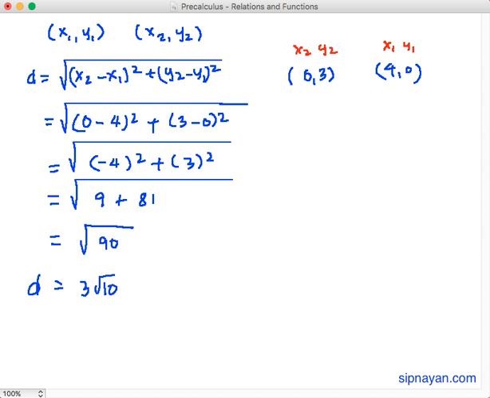I know this is very detailed. You can go straight to the answer, but it is better to show the details so that those who have not yet mastered this can get it. So, what is negative 4 squared? This is 16. This is 9. And 16 plus 9 is 25. Okay? So, our distance is, what is the square root of 25? 5. So, the distance between 0, 3 and 4, 0 is 5.